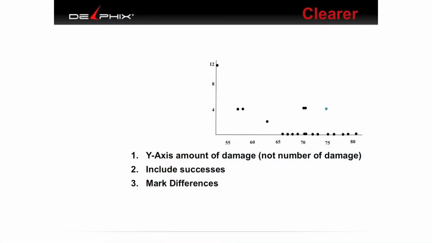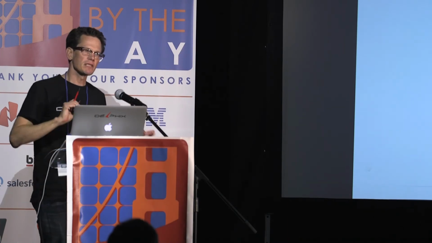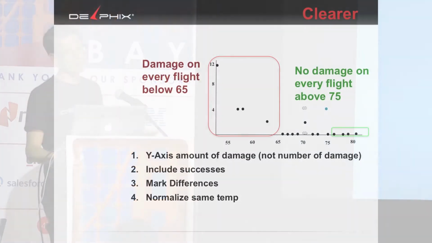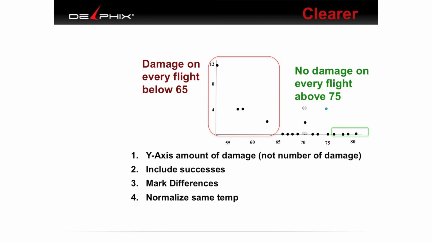So the next thing we're going to do is mark the differences. The top right point is now blue. I don't know if that's very visible. It's a different kind of damage. I don't know if it's important or not, but let's just mark it with a different color. Then let's normalize damage. At 70 degrees, there were a lot of successful launches, and there are launches with damage. So I average out the damage, success versus damage. That's debatable too. In my opinion, it's a good thing to do.